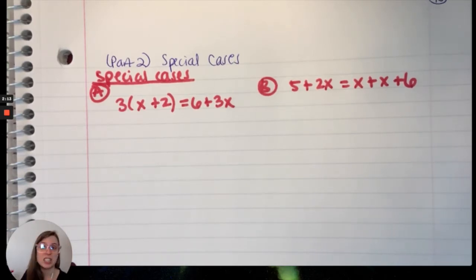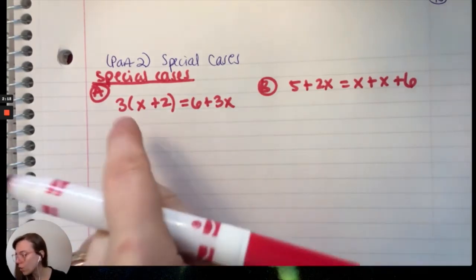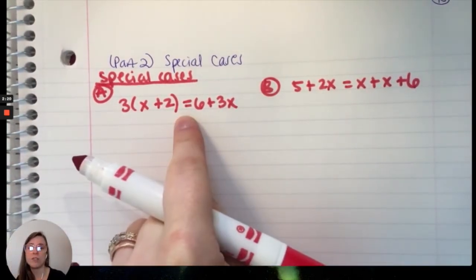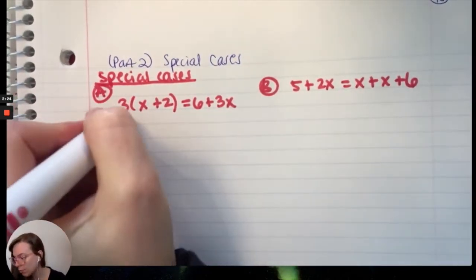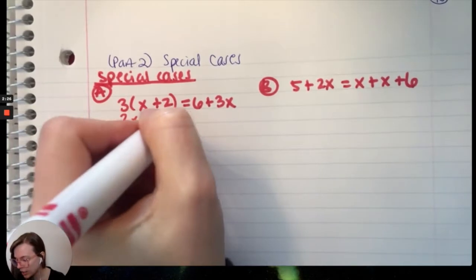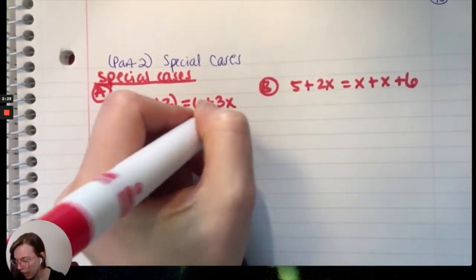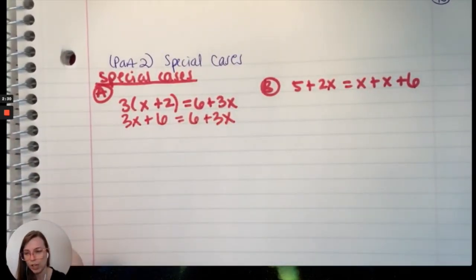Other times we can just see it. X plus 3 equals 5. X has to be 2. So we're going to distribute this 3. We could divide by the 3, but distributing works typically the best. So I'm going to put 3x plus 6 equals 6 plus 3x. Okay, I'm starting to see something, but I'm going to keep going.